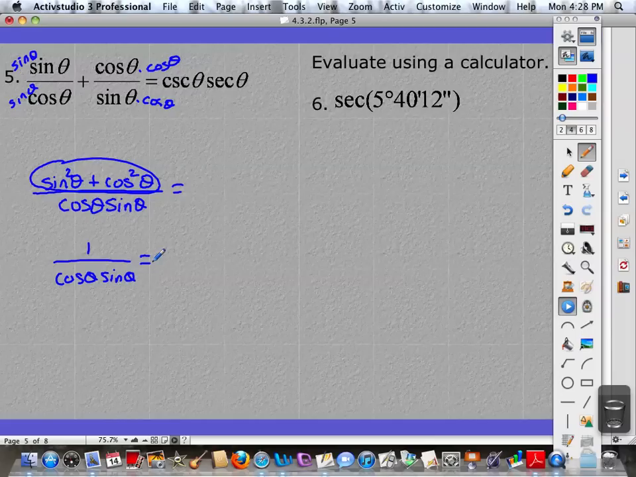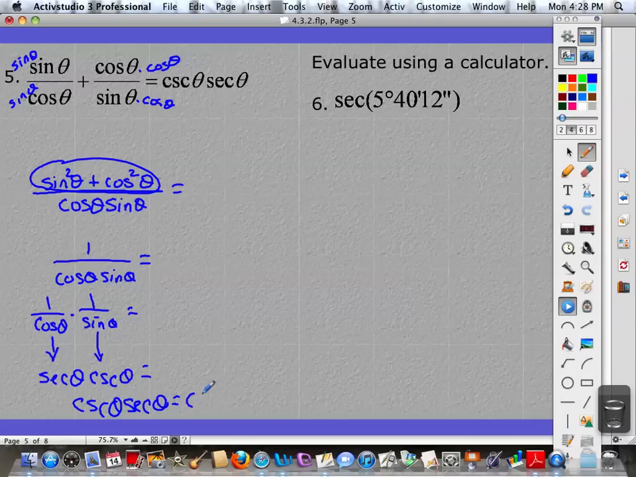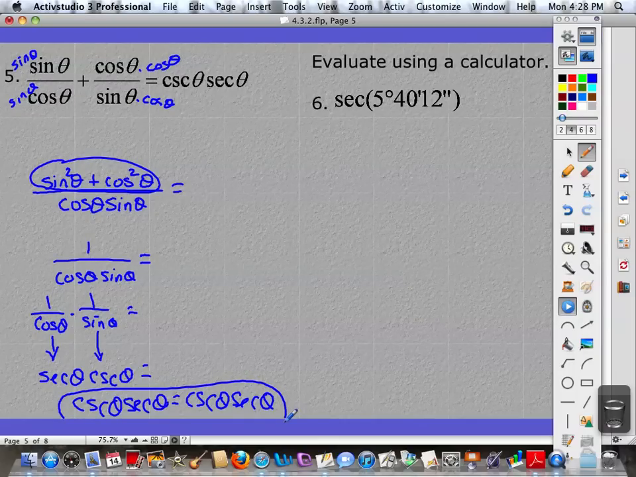And now if I split this apart, I really have 1 over cosine theta times 1 over sine theta. Well, 1 over cosine theta is secant theta. 1 over sine theta is cosecant theta. So if I just rearrange my terms, I have cosecant theta times secant theta equals cosecant theta times secant theta. Okay? And we've reached our goal. We've made both sides exactly the same.